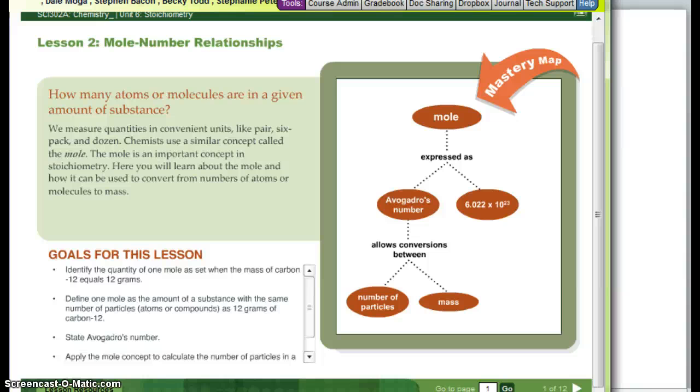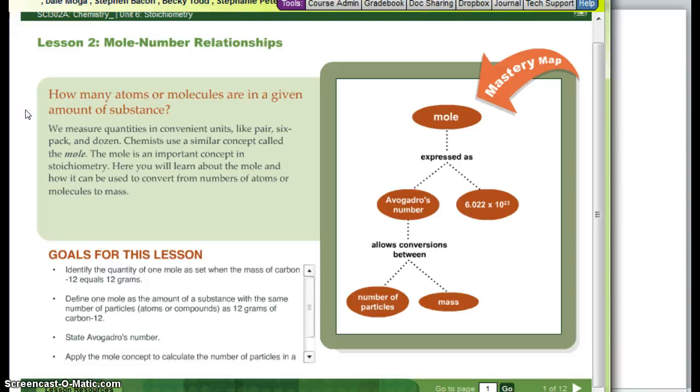Today I'm going to be going over lesson 6.02, mole number relationships. How many atoms or molecules are in a given amount of substance? We measure quantities in convenient units like pair, six-pack, and dozen. Chemists use a similar concept called the mole. The mole is an important concept in stoichiometry.